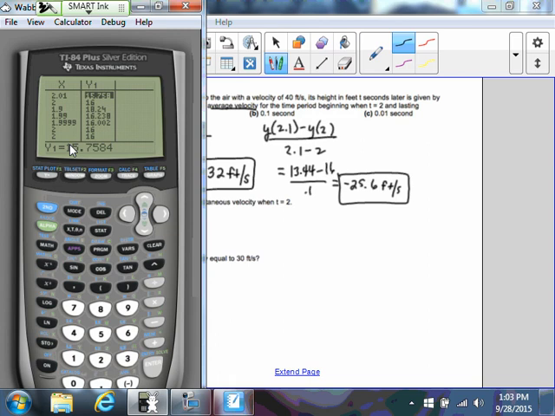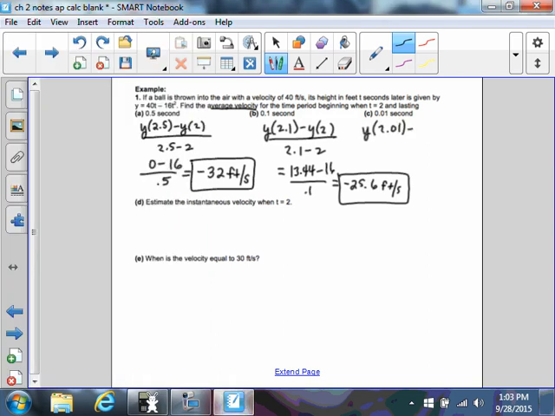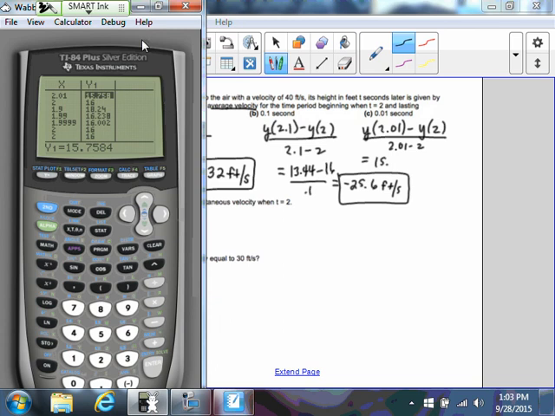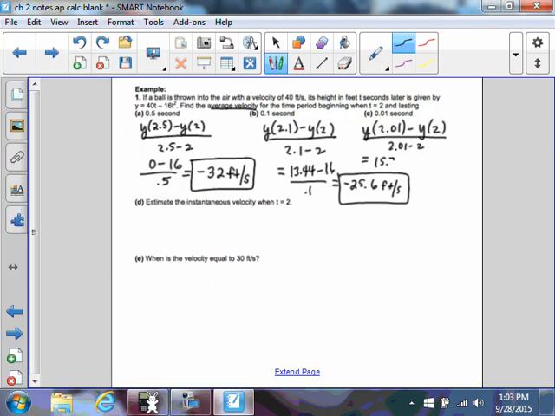So we're going to have y of 2.01 minus y of 2 all over 2.01 minus 2. So we got 15 point, what was it? Oh, let me go back. 7584. Yeah, 7584, minus 16 all over 0.01. So what did you guys get when you did that? Negative 24.16. Is that right? Feet per second.